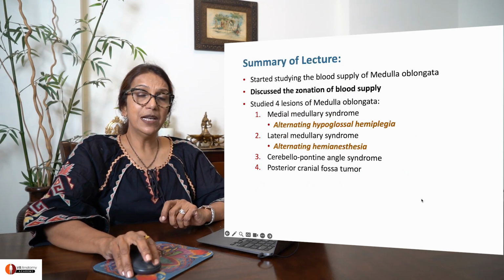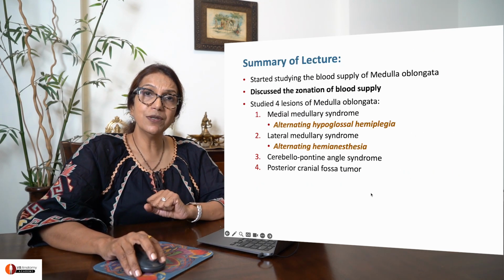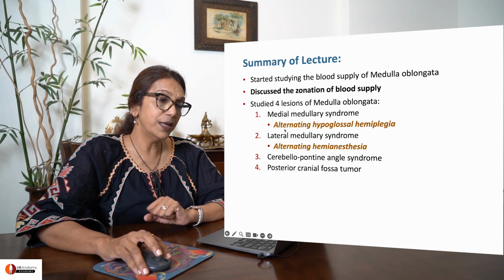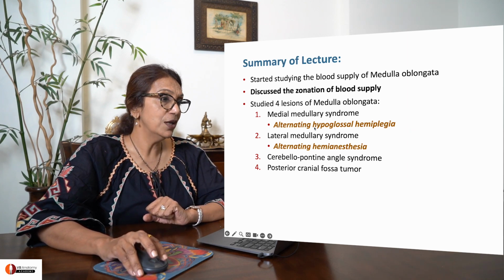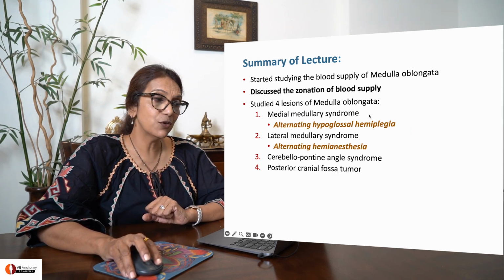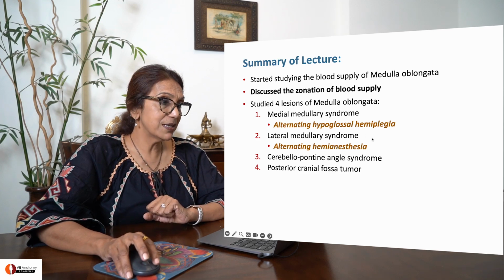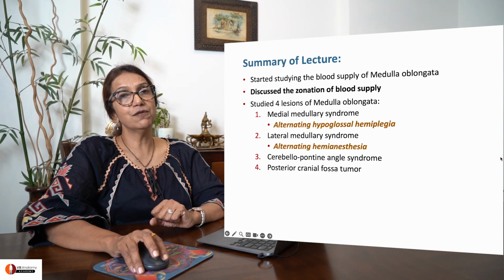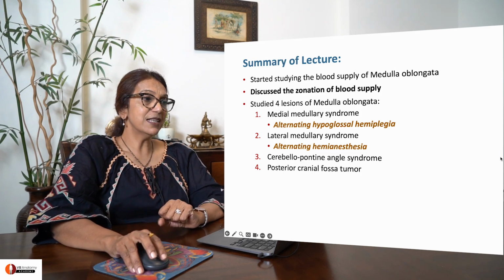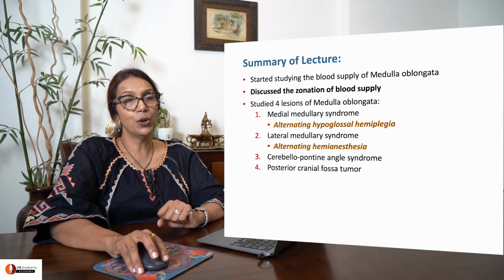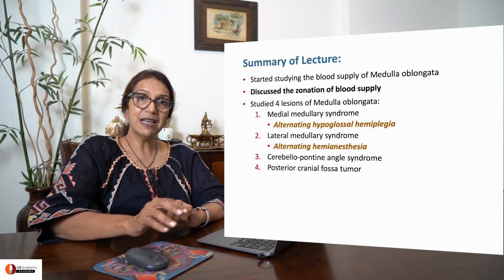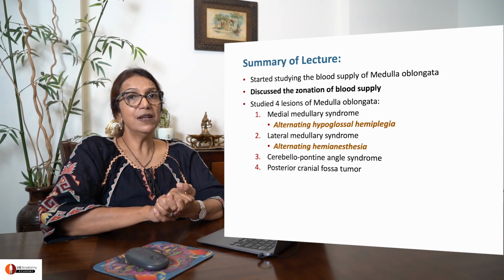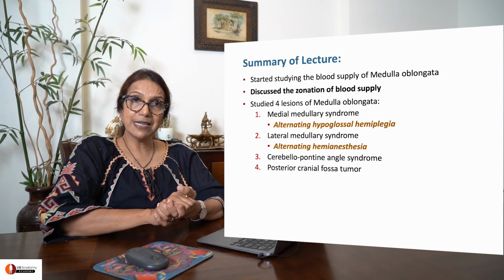So what did we learn today? We learned about 4 lesions related to medulla oblongata: alternating hypoglossal hemiplegia, also called medial medullary syndrome, lateral medullary syndrome, Cerebello-Pontine Angle Syndrome, and posterior cranial fossa tumor. So these are some of the lesions affecting medulla oblongata. With this, I complete this medulla oblongata part of our lecture. We will now move on to pons in the next lecture.